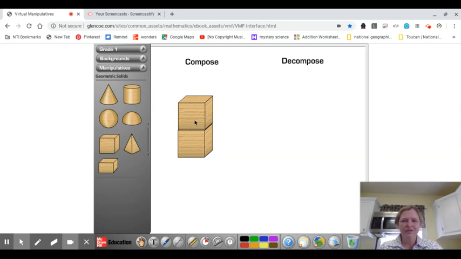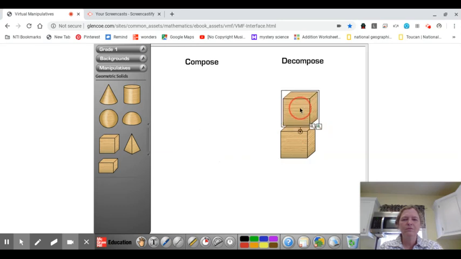Isn't that fun? And decompose would be the opposite. So if we had our rectangular prism over here, we have our rectangular prism and we take a cube away from it, we made a cube. We decomposed. We took them apart.